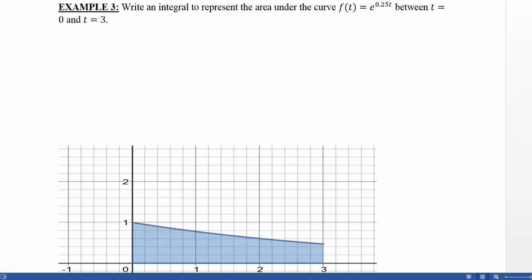Example 3. Write an integral to represent the area under the curve f of t equals e to the 0.25t between t equals 0 and t equals 3. So we start by writing the integral, which is what the question asks us, and we put the bounds with the lower bound on the bottom, the smaller number on the bottom, and the bigger number on top. Since we're looking for the area under the curve of this function, then this function represents the derivative of some other function. So e to the 0.25t dt.